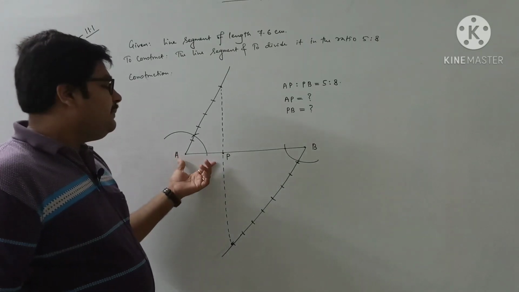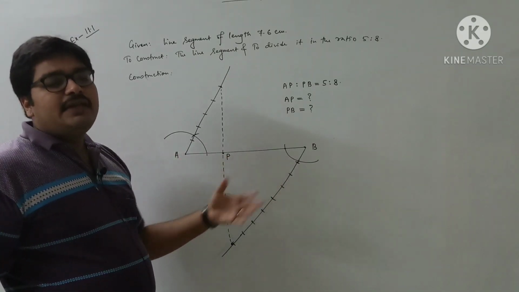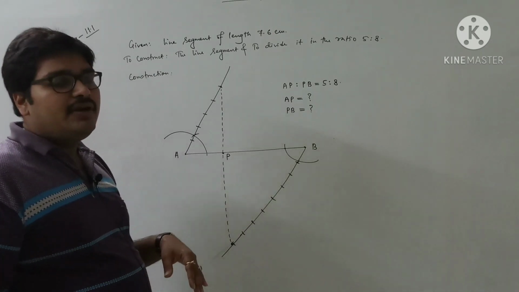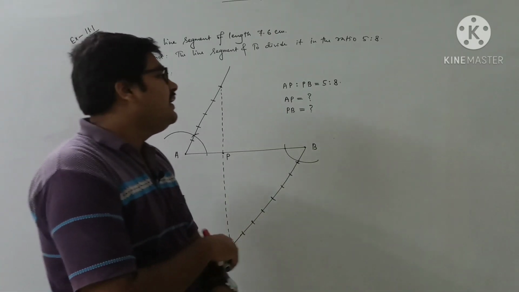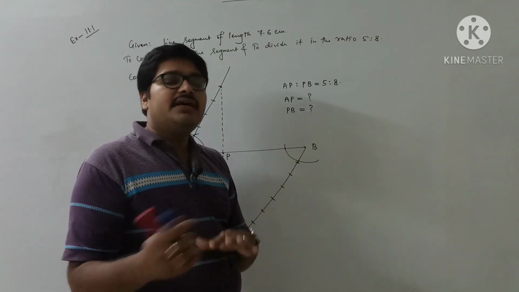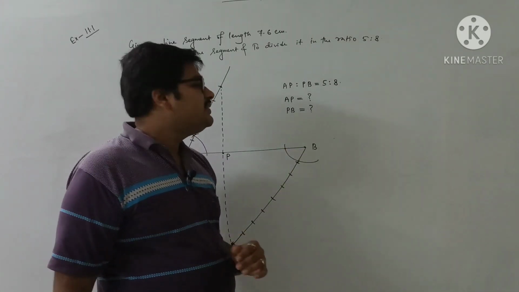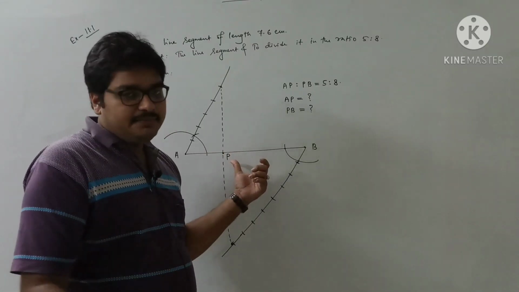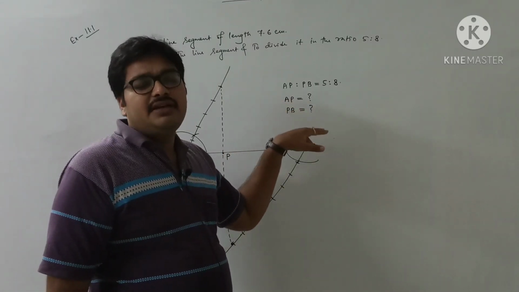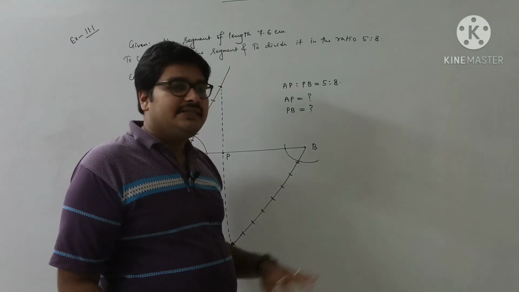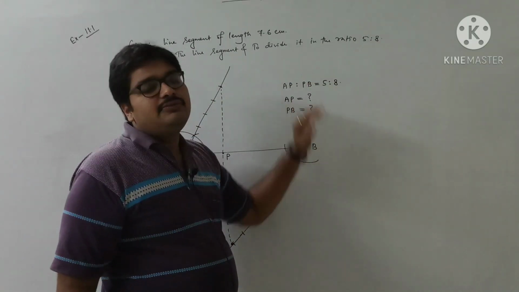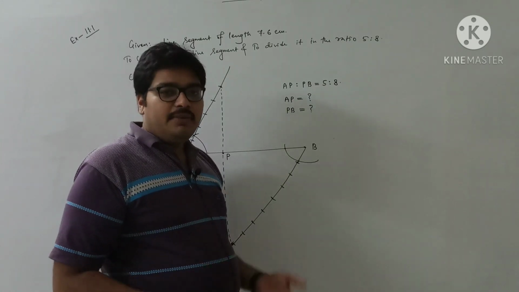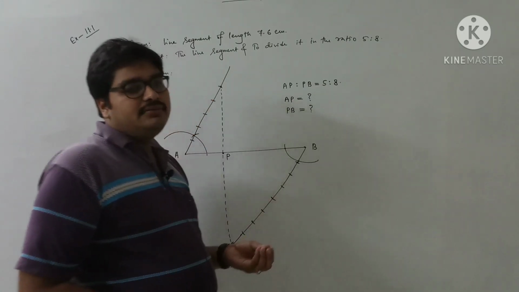After that you measure AP and PB, and you verify yourself whether your construction is correct or wrong. How do you verify? I have already told you that you should do the rough work. You do 5 by 8 and find the answer to one decimal place. After finding the lengths of AP and PB using a scale, you do the division and find your answer up to one decimal place, and see whether your answers match with 5 by 8. If it is not matching, that means there is some error.